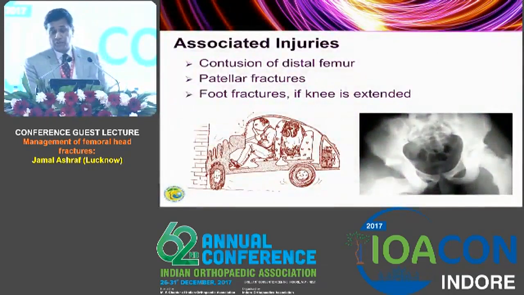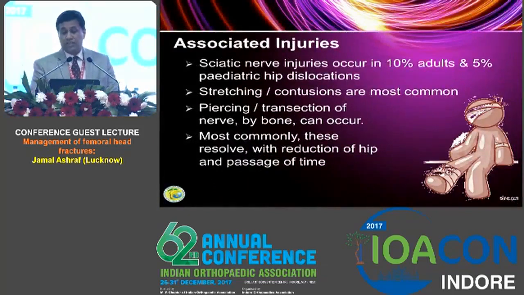Associated orthopedic injuries include contusion of the distal femur, patellar fractures, and foot fractures in rare cases when the knee is extended at the time of impact, as is the case when you have road traffic accidents and dashboard injuries. Now, sciatic nerve injuries occur in 10% of adult and 5% of pediatric hip dislocations. The stretching and contusion are the most common varieties, though in rare cases, piercing and transection of the nerve by a sharp bony piece can occur. But what is most encouraging as far as the treatment is concerned, is that most commonly these resolve with the reduction of hip and the passage of time.